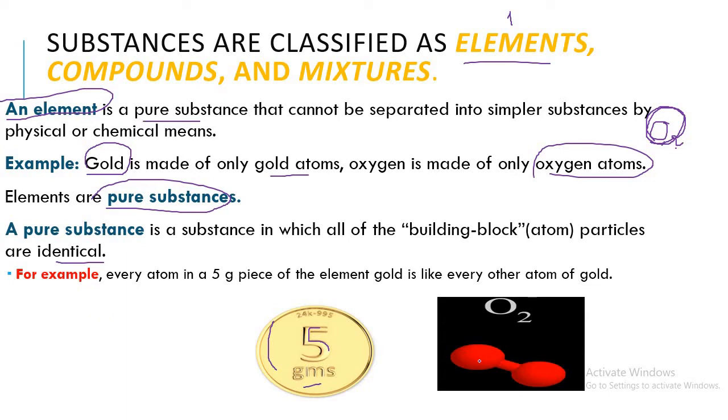Another example is oxygen, O2. Oxygen is a pure substance. If I get an oxygen cylinder, every atom inside the oxygen cylinder is like each other. So it's a pure substance.